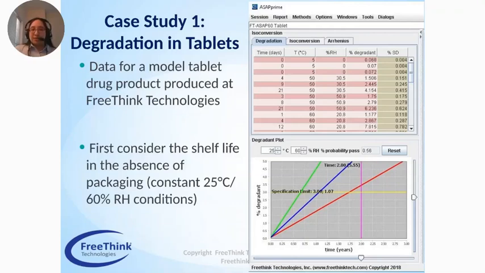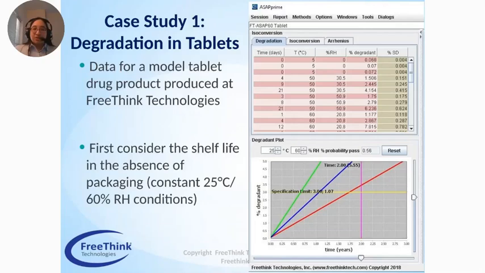The 0-day time points are 3 replicates of control unstressed tablets. And then from there, you can see some of the stress conditions, like 50 degrees C, 30% RH, 4, 9, 21 days. The first thing we're considering here is what is the shelf life going to look like in the absence of packaging? So if we look at the degradant plot, it's currently set to 25 degrees Celsius, 60% RH, so predicting shelf life at those conditions.